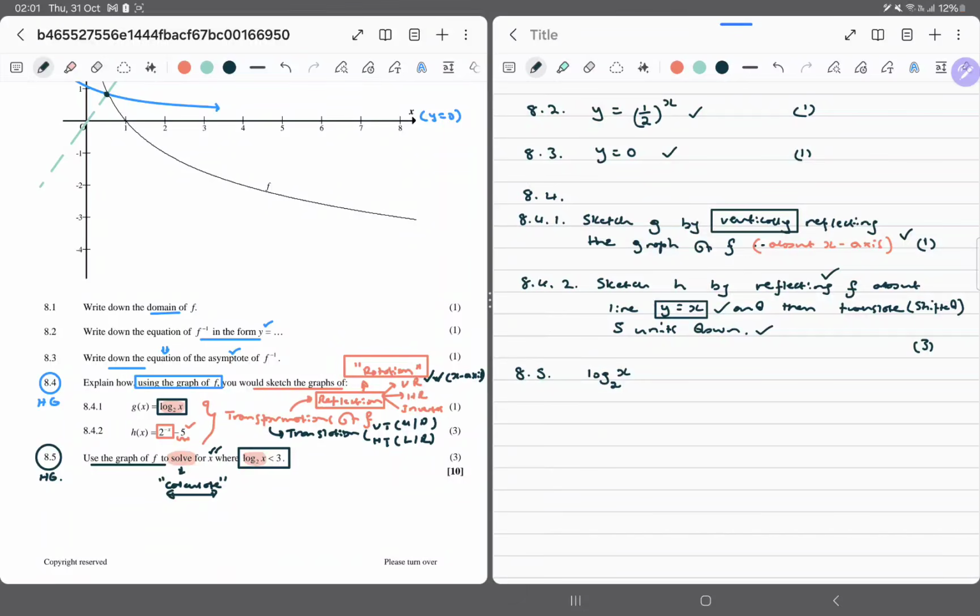Now, what are we doing here? We've got log of x to the base 2 less than 3. How would we transform this into the function in the screenshot?